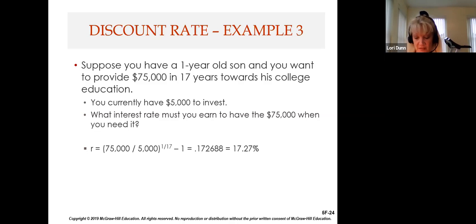Because in the big realm of things, I'm going to take that result and subtract the number 1 from it, and then round that result to be a percentage, or change it to a percentage, I should say. So how much should the interest rate be on the investment if you want to accumulate $5,000 to $75,000 over 17 years? 17.27% annual return or interest rate.